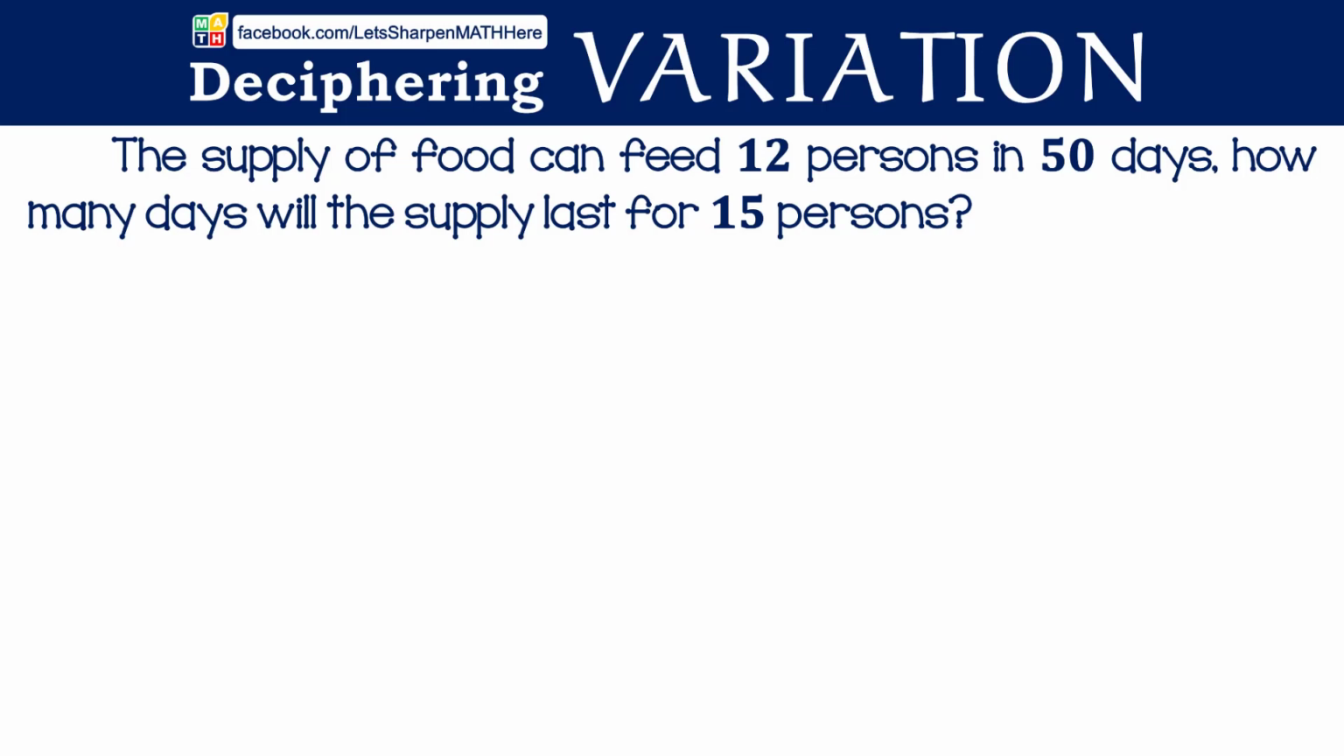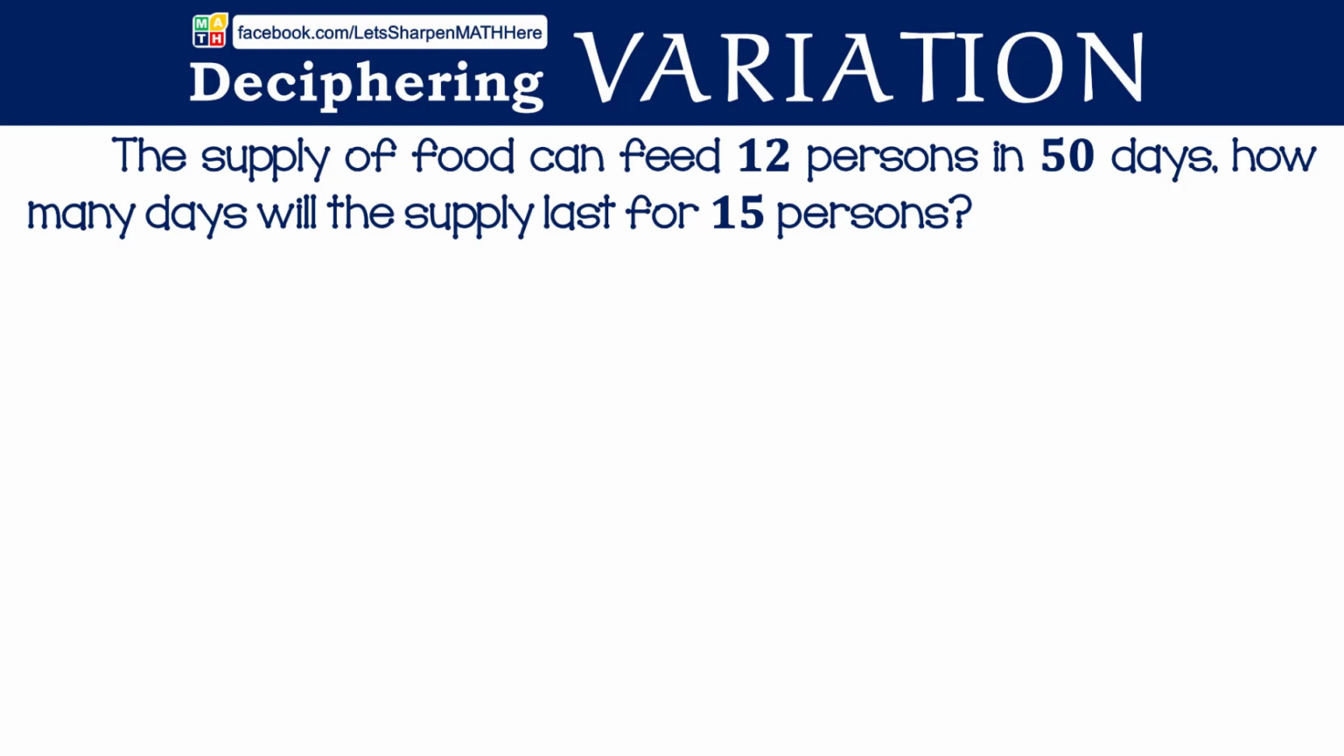For this problem, there's no indication as to whether this is under direct or inverse or other types of variation problems. But when you look closely at the situation, you could see that the supply of food can feed 12 persons in 50 days. We have two variables here, the number of days for the supply to last and the number of persons who will be feeding from that said supply.